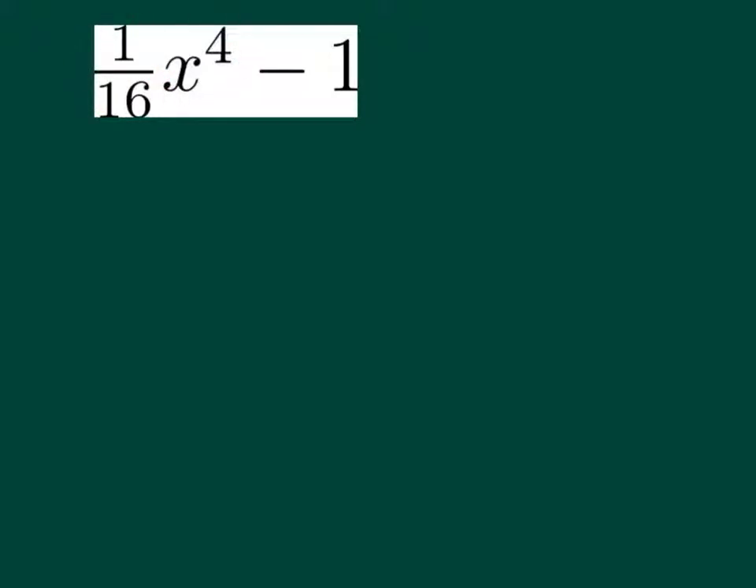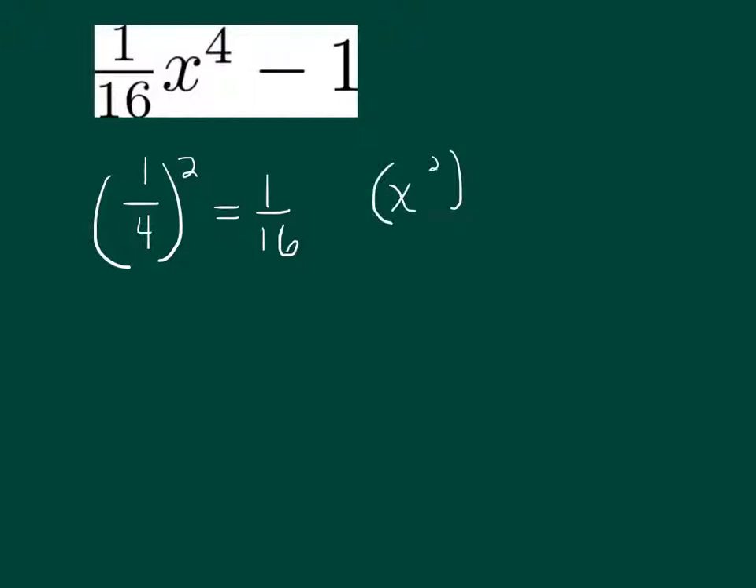Now how do I know that? Because 1 over 4 squared equals 1 over 16. By the same token, x to the 4th power is x squared squared, and this one right here is 1 squared. So I am going to recall the formula for the difference of squares, which is a squared minus b squared equals a plus b times a minus b.